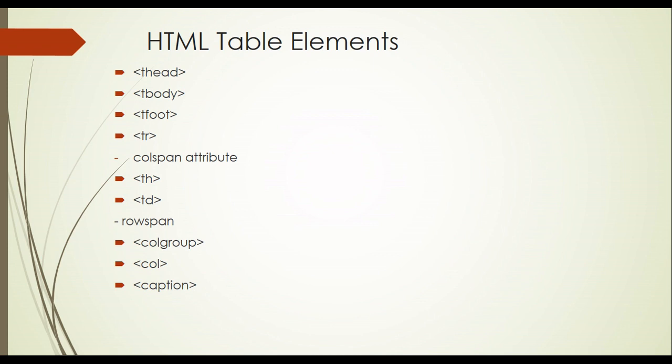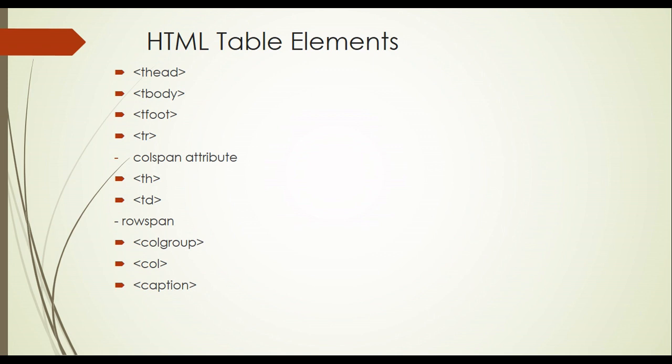Now we have the colgroup. The colgroup specifies a group of one or more columns in a table. We have the col tag, which specifies column properties for each column in a colgroup, and which is an empty element. Now we have the caption tag, which defines a caption for a table.